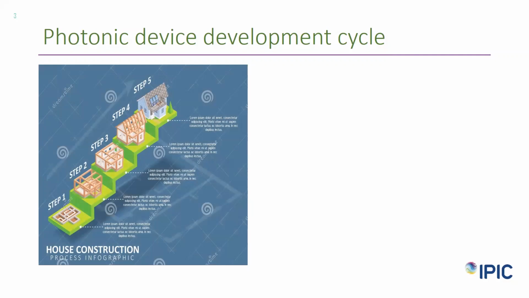So you can see on the left-hand side the construction of a house. From step 1, you make a foundation. Step 2, you go ahead and build the pillars. Then you make the wall. Then step 4, you go ahead with the roof, and then you complete your entire house.